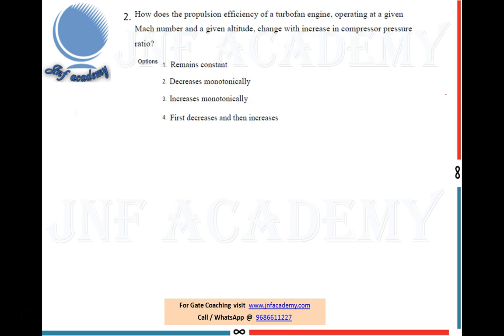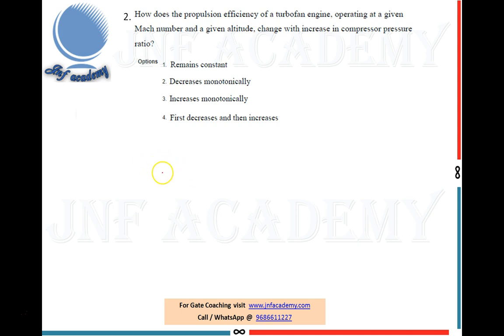This is a relatively very easy problem. It's a straightforward problem. So how does the propulsion efficiency of a turbofan engine operating at a given Mach number? So your Mach number is fixed, your inlet velocity and the Mach number is fixed, and a given altitude. So your altitude is also fixed, will change with respect to the increase in compressor pressure ratio. So this is coming from a straightforward equation that we know. So the graph is very simple.